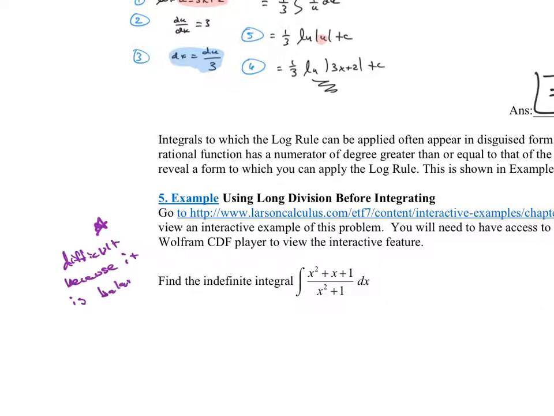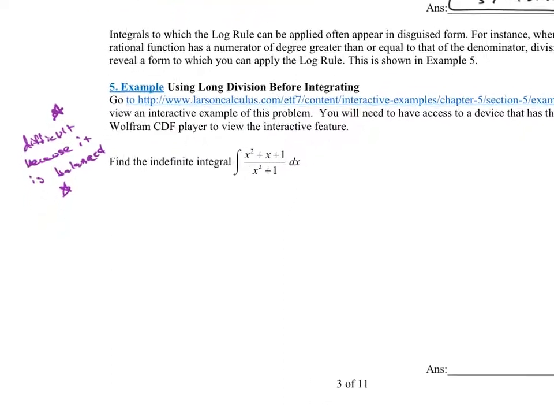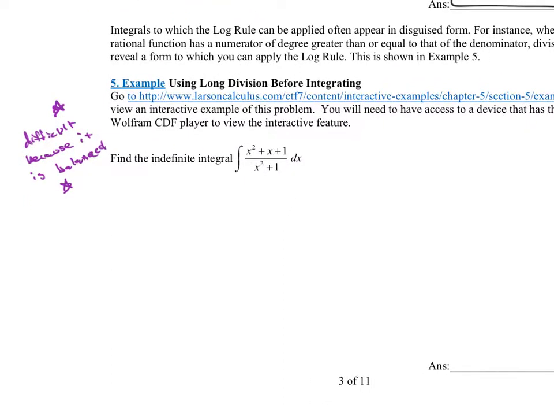And again, what do I mean by balanced? By balanced, I mean the degree on the top is the same as the degree on the bottom. So what do we have to do? We actually have to do long division. Long division is side math to see what this would actually equal.